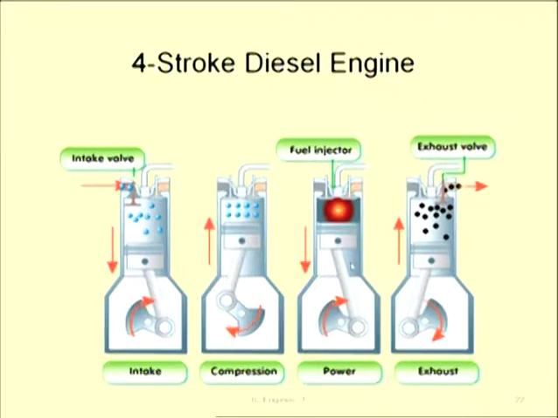It will reach bottom dead center. Now the fourth is exhaust. Now I want to release these flue gases into the atmosphere. You can see in this figure that the exhaust valve is open, so the piston is moving from bottom dead center to top dead center, and the flue gases will go out. So these are the 4 strokes in a diesel engine: suction, or intake, compression, power and exhaust.